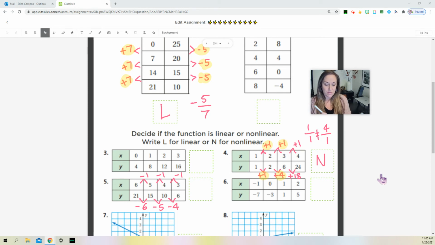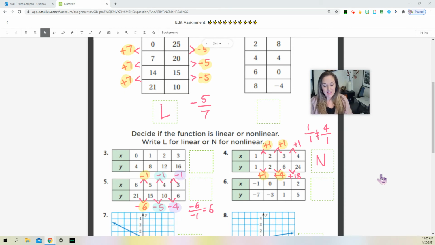So if I make these, you know what, I'm going to color code them. This one would be negative 6 over 1. Negative 6 divided by negative 1 is positive 6. So the slope right there is 6. Now let me change the color. Now the slope right here, negative 5 over negative 1, that's positive 5. That's not the same as 6. And then here we have negative 4 over negative 1. That's going to give us a positive 4.